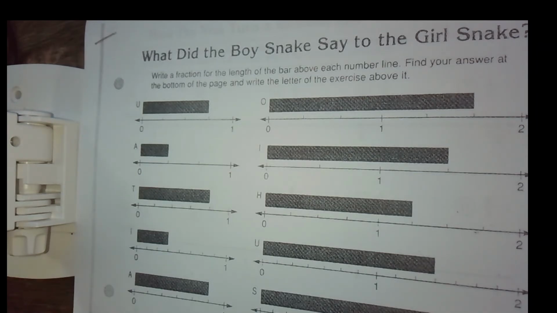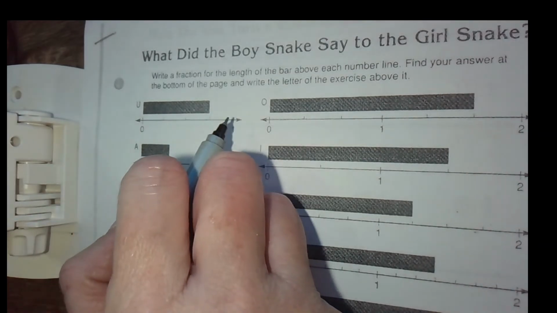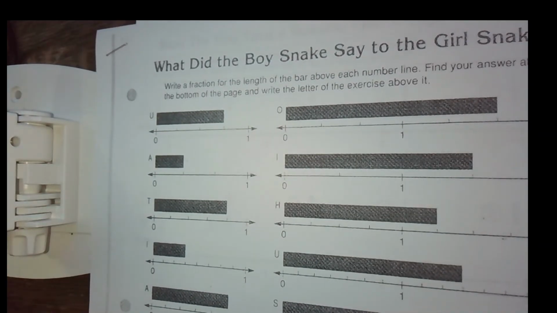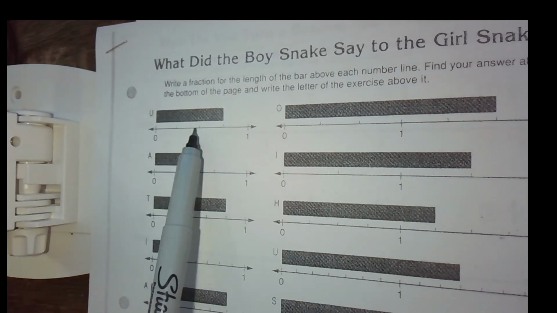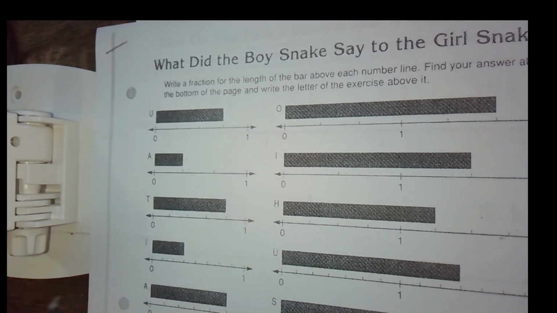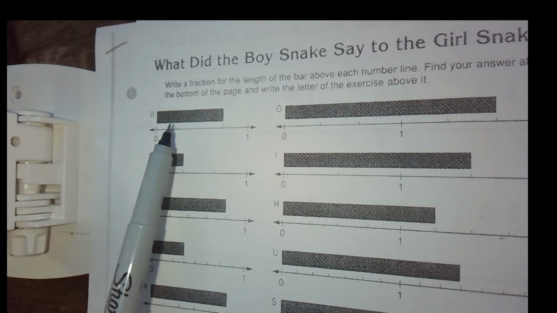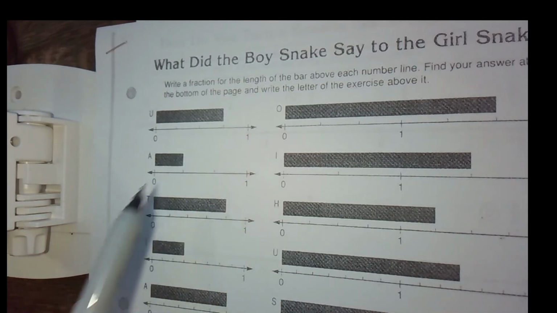Okay, well this one is 0 to 1. Notice that on your number line. And so look to see how is this divided? I see 1, 2, 3 tick marks, but that doesn't mean it's divided into thirds. Look how many spaces there are. 1, 2, 3, 4. So if there's 3 tick marks, it's divided into fourths.